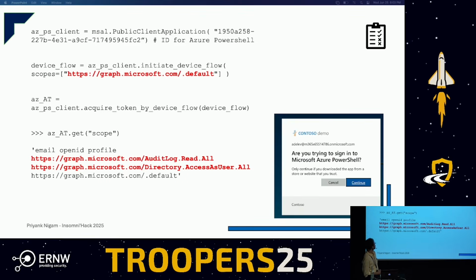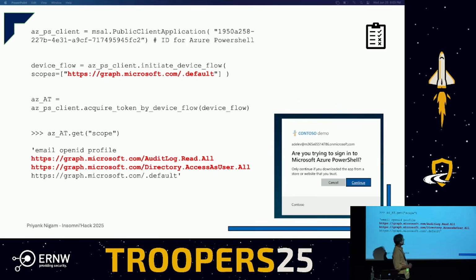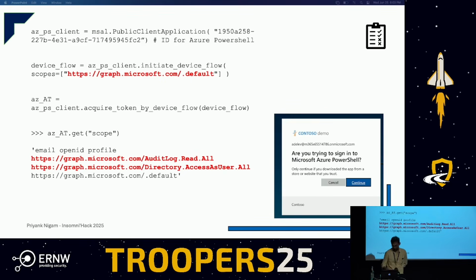Once you do, you get the access token, and you can inspect the scope, which is pretty much Directory.AccessAsUser. It's pretty much a user impersonation token, right? So once you have that, you'll also get the refresh token within this chart.